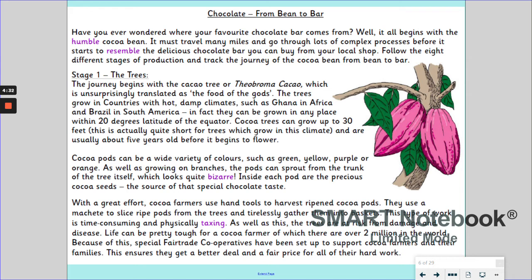Cocoa trees can grow up to 30 feet. It's actually quite short for trees which grow in this climate and are usually about 5 years old before it begins to flower. Cocoa pods can be a wide variety of colours, such as green, yellow, purple or orange.